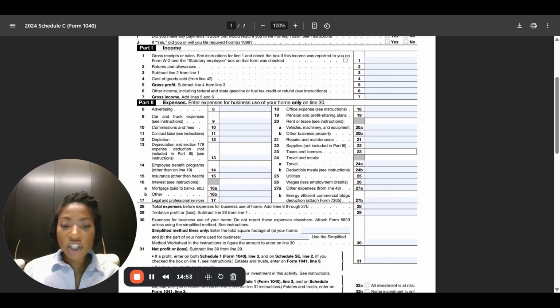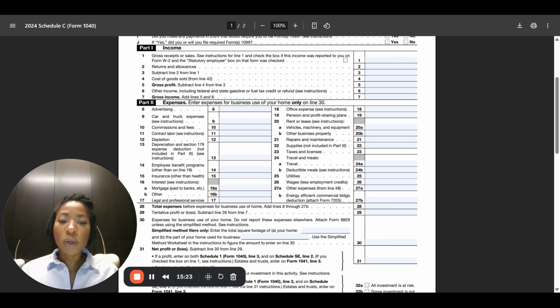Line 26 is wages less employment credit. So if you have bona fide employees, W-2 employees that you're paying via payroll, who are working with you in your daycare, that amount is deductible on line 26. You should not include amounts that you are taking out as the owner, right? Because this is a sole proprietorship or a single member LLC, amounts that you're paying yourself are not deductible. Do not include those amounts on line 26. That would not be correct.